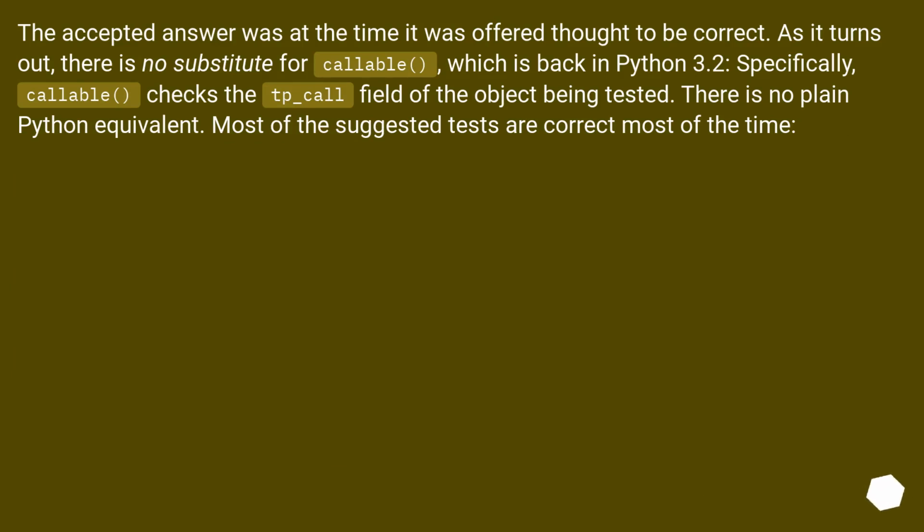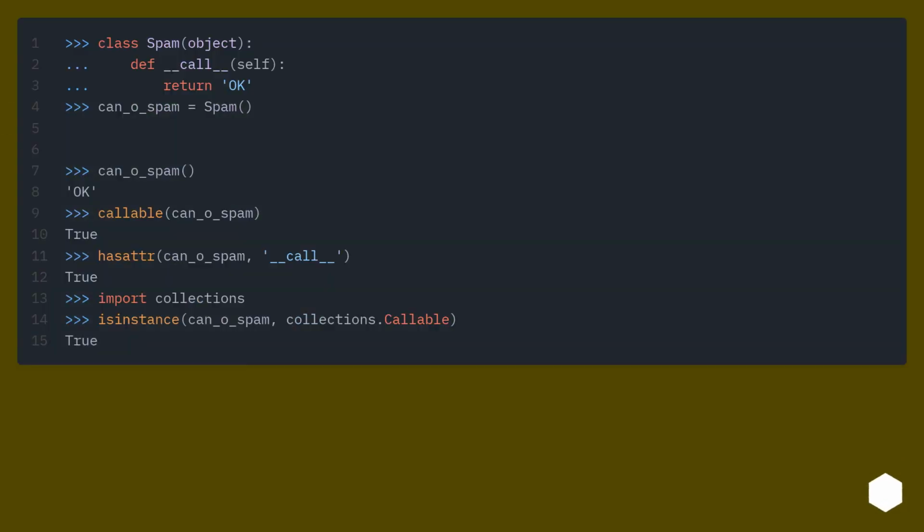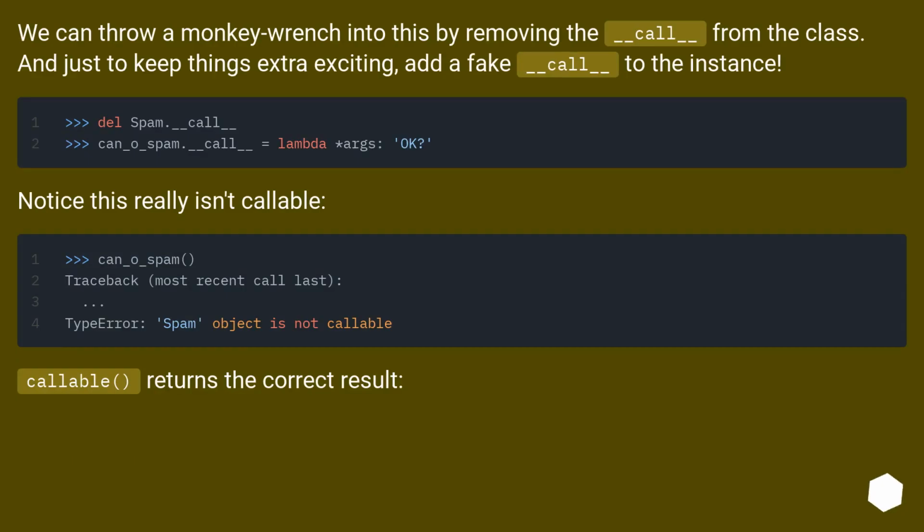Specifically, callable checks the tp_call field of the object being tested. There is no plain Python equivalent. Most of the suggested tests are correct most of the time. We can throw a monkey wrench into this by removing the __call__ from the class.